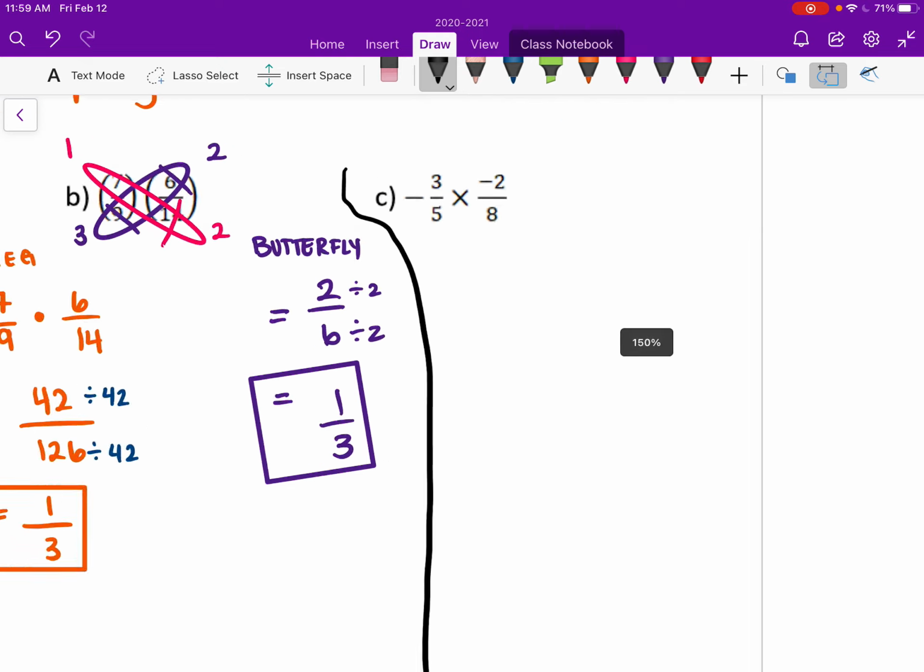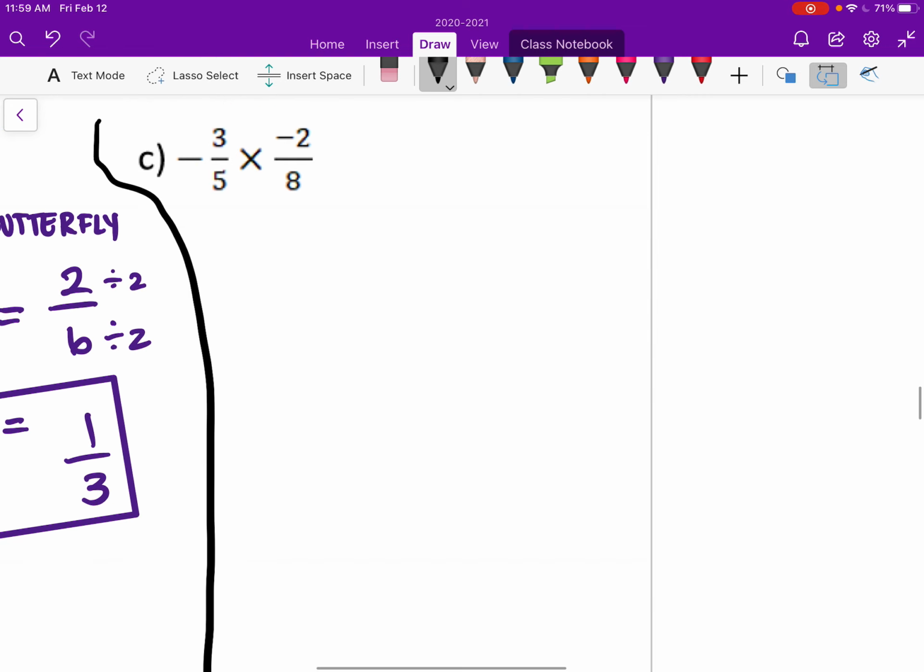Okay? And sometimes it's not always possible to do the butterfly method. Like here, it's not possible. There's no common number here. Unfortunately, there's no common number here, so we just have to do the multiplication. But when you can use the butterfly method, I highly suggest it.